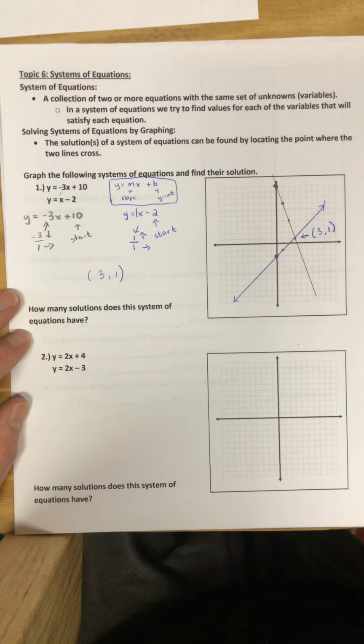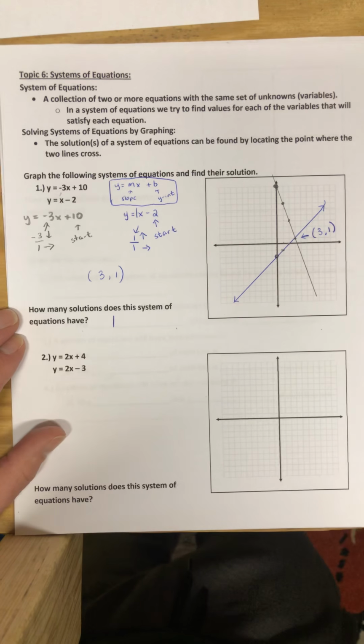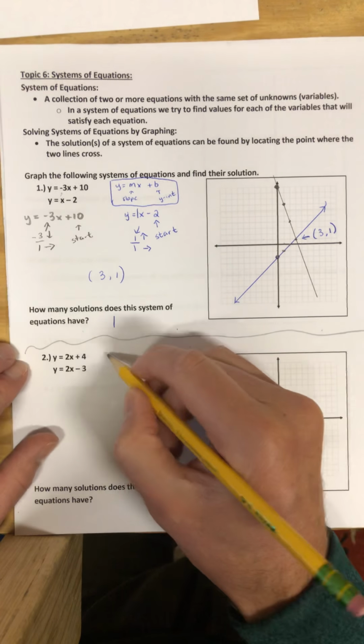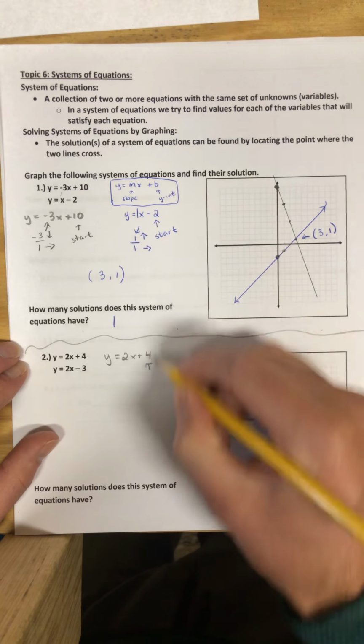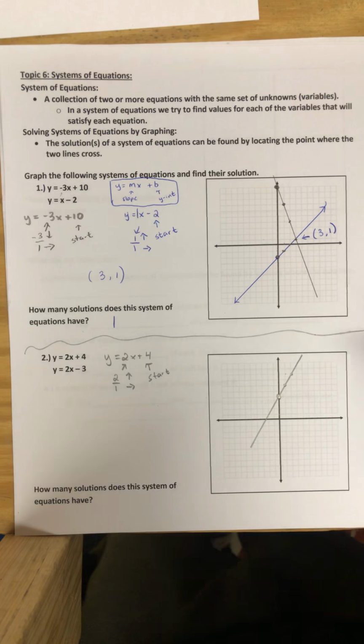Let's try that process again with these two equations here. The first equation is y equals 2x plus 4. If we look, we're going to start the graph at 4, so 1, 2, 3, 4. The slope is 2. As a fraction, that's 2 over 1. We're going to go up 2, right 1. Up 2, right 1. Up 2, right 1. Draw our line. That's the first one.